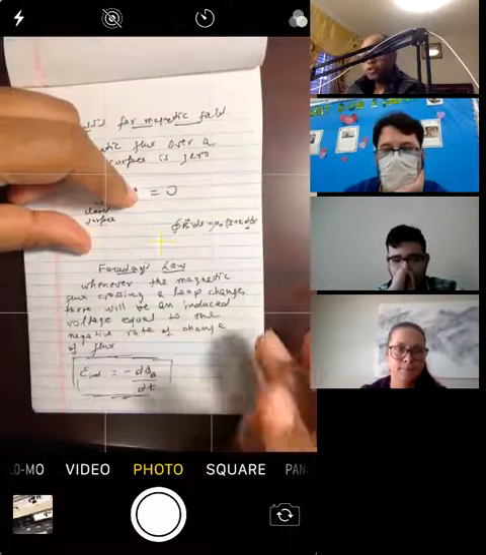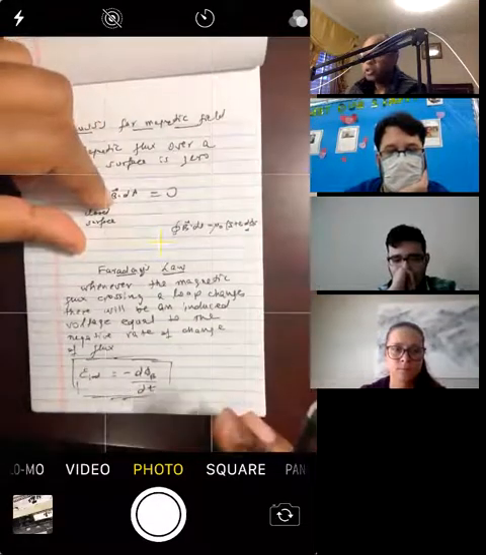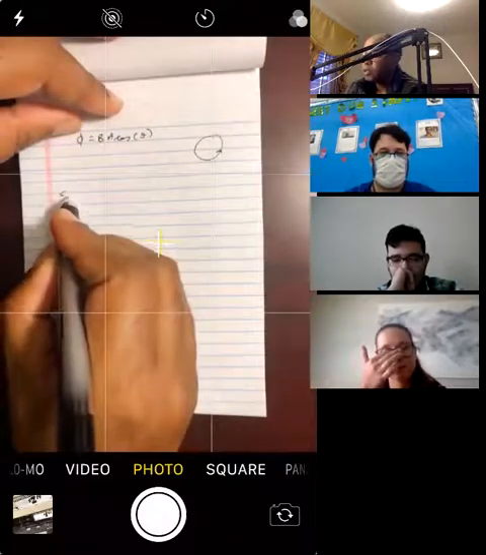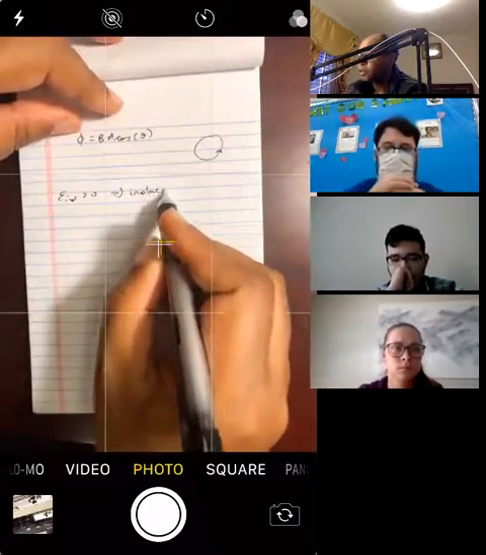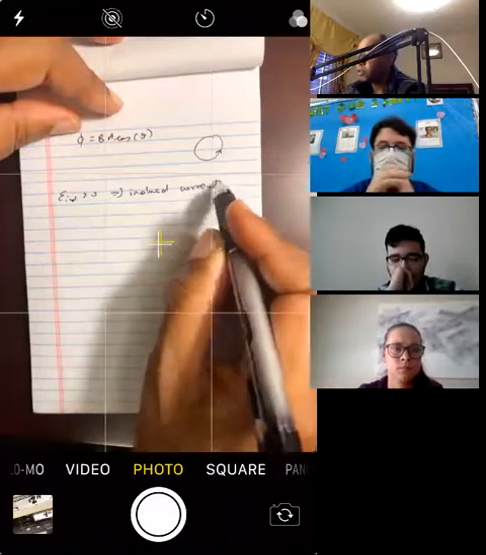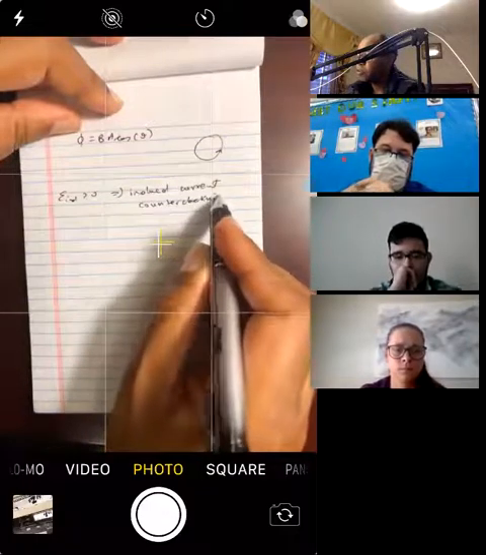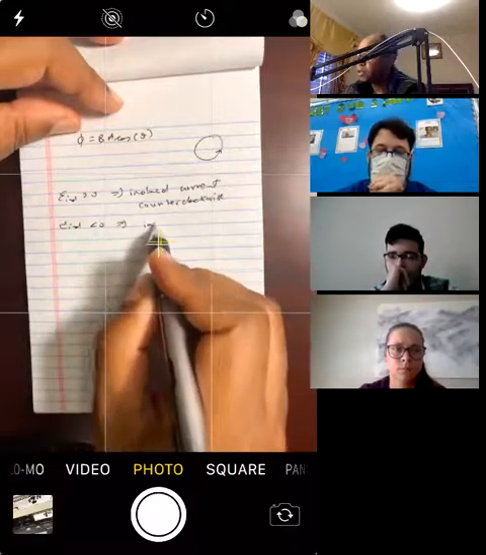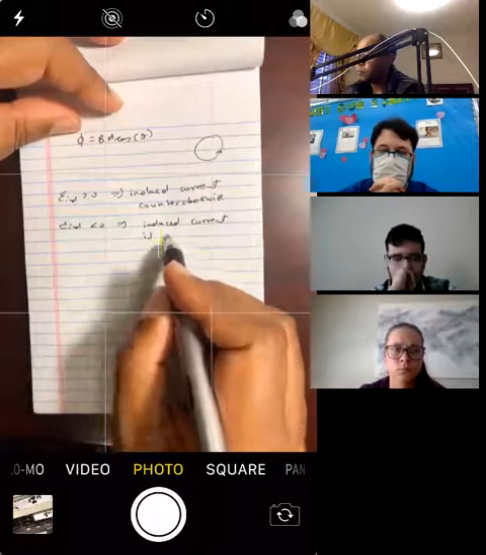Now, if the induced voltage is positive, that means the current is flowing counterclockwise. If the induced voltage is negative, that means the induced current is flowing clockwise. Let me write the same convention over here. E induced greater than 0 implies induced current is flowing counterclockwise. That's the meaning of the sign of the voltage. And induced voltage less than 0 implies induced current is clockwise.